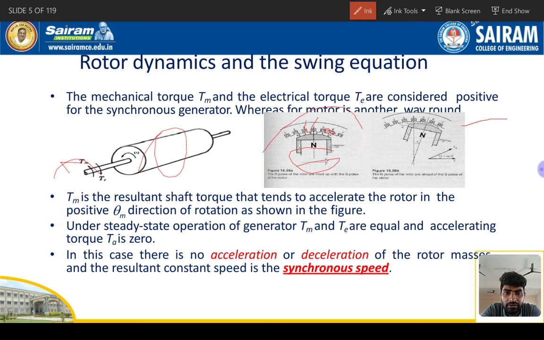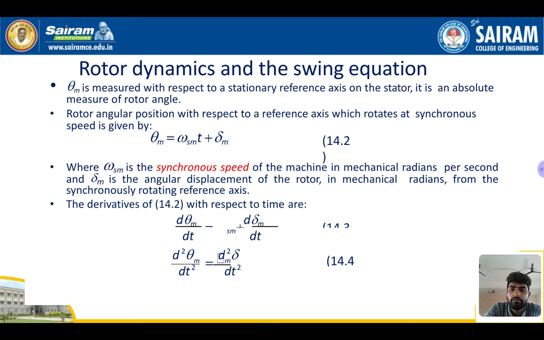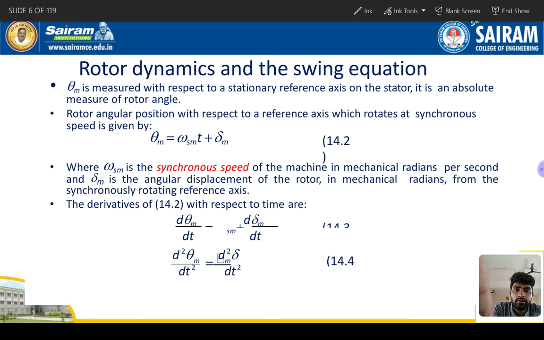So, that is the concept of the swing equation, and we have the rotor dynamics swing equation continuation. Theta m is equal to omega sm t plus delta m, where omega sm is the synchronous speed. Synchronous speed is Ns equal to 120 f by p, in machine mechanical radians per second. Delta m is the angular displacement of the rotor.